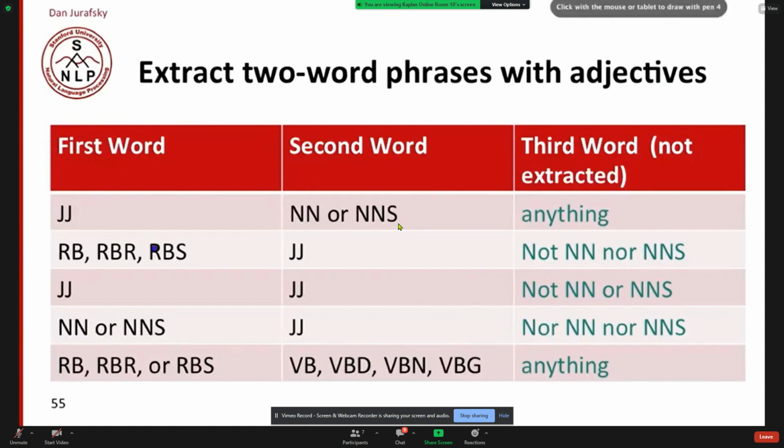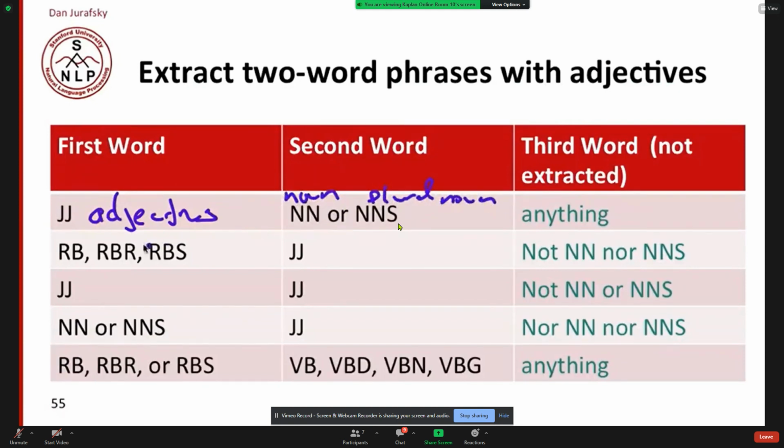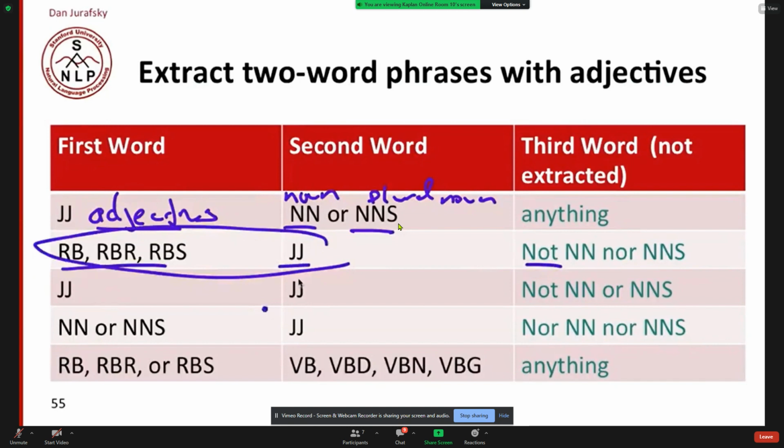So let's look at these stages in the Turney algorithm. First, we're going to extract every two-word phrase that has a particular set of part-of-speech tags. We haven't talked about parts of speech yet, but this is the tag for adjectives, this means noun, and this means plural noun. So if the first word is an adjective followed by a noun or a plural noun, we'll extract that phrase, whatever the third word is. Or if the first word is an adverb, RB means adverb, and the second word is an adjective, and the third word is not a noun, we'll extract that phrase.